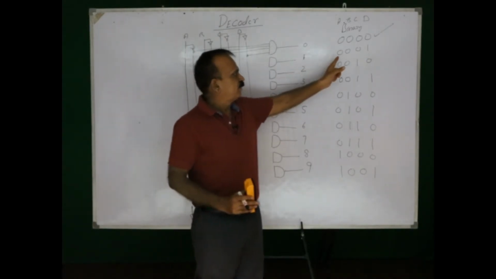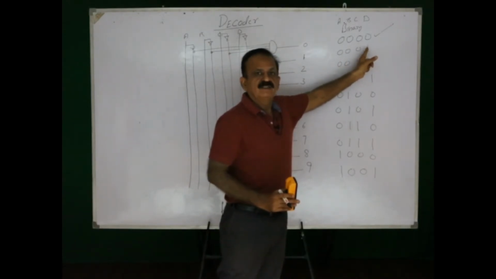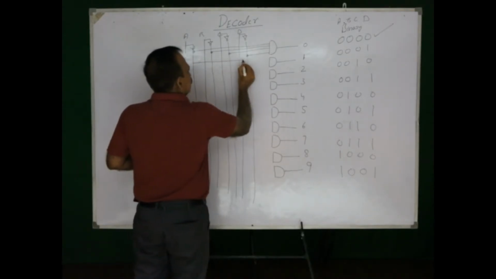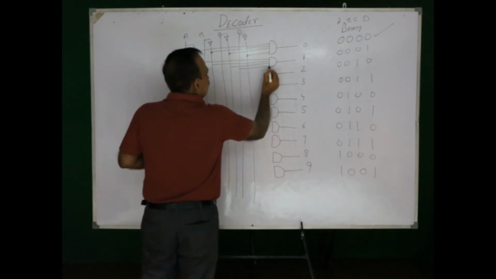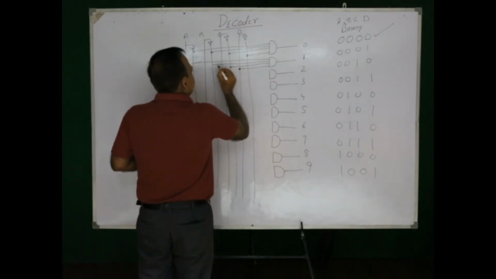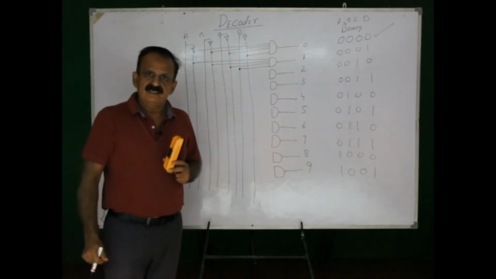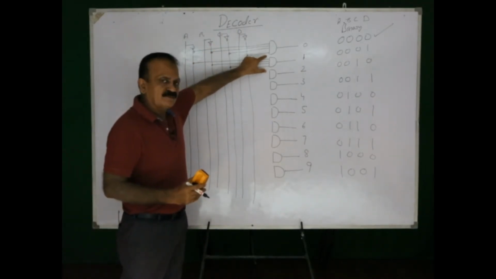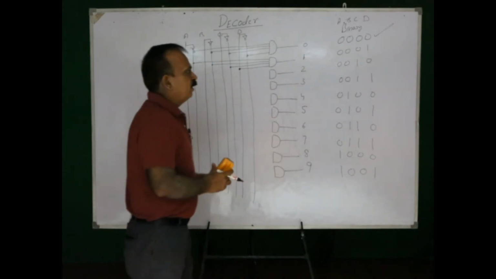Now, what about 1? I hope the fundamental product will be A bar, B bar, C bar, and D, because there is 1. So, I will be connecting it like this only. This is A bar, the next one is B bar, the next one is C bar, but the last one will be D. Yes, this is the fundamental product of 1, and the gate is connected like this. If 0 0 0 1 is given, all inputs of this gate will be 1, and the output will be 1.